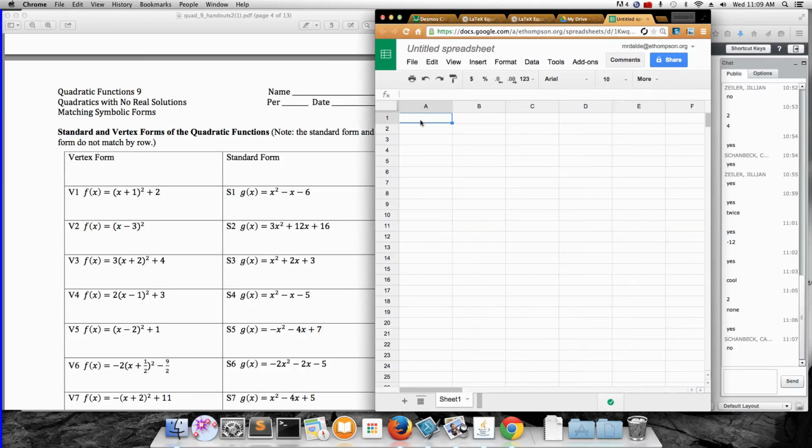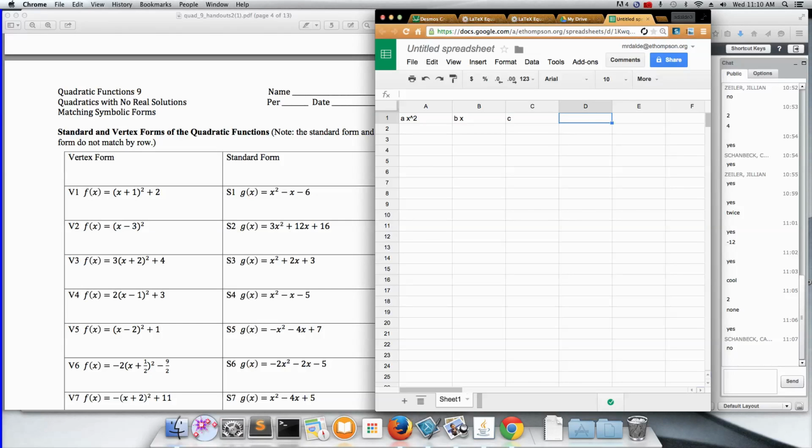So, here's what I'm going to do. I'm going to make columns A, B, and C. This is the A for x squared, here's my B for x, and there's my C. Got it? So I'm just going to type in what A, B, and C are for this one. So this is 1, -1, and -6. Are we cool?